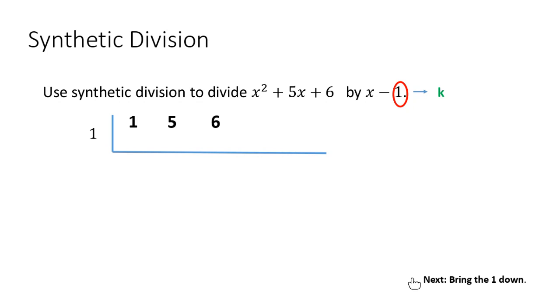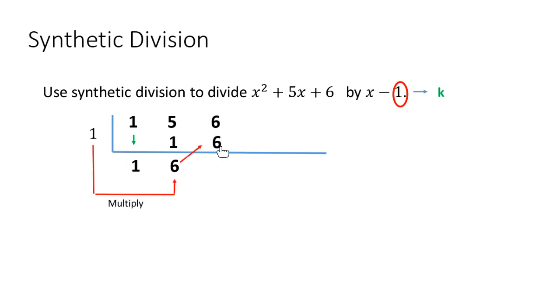So next, we're going to bring the 1 down. So the 1 will come down here. And then the next step is to multiply 1 times 1, which gives me a 1. So I write it up here. And 5 plus 1 will give me a 6. Okay, and we repeat the same thing again. So 1 times 6 will give us a 6. So we write it up here. And 6 plus 6 will give me a 12.